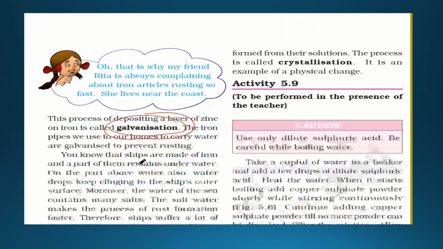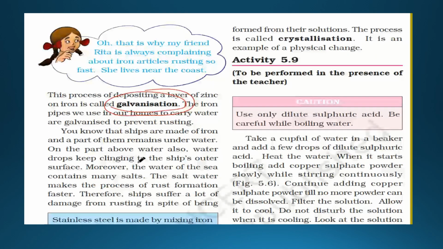So what is this process? If you are coating the iron with a layer of zinc or chromium, this process is called galvanization. The iron pipes we are using at home to carry water are galvanized, and this coating will prevent the iron from rusting. Is it clear? So when a coating of chromium or zinc is done on iron ships or iron pipes and all, they are not getting rusted.